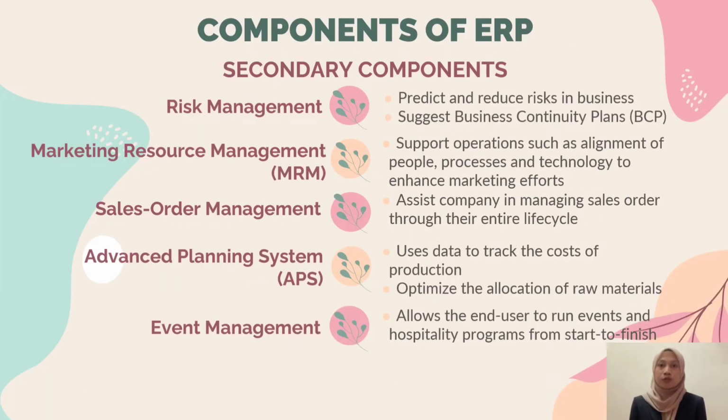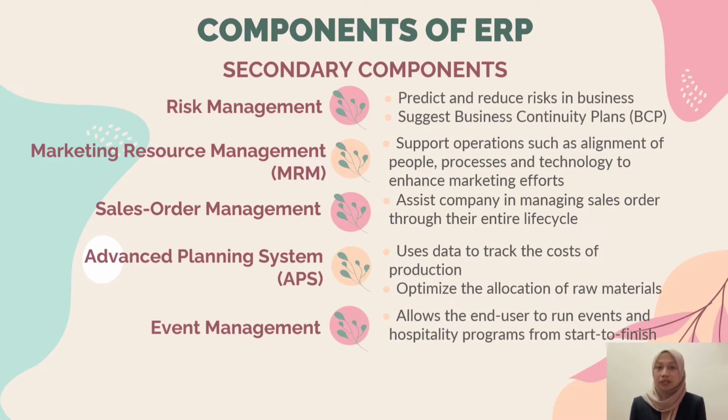Next, we move to secondary components of ERP. The first one is risk management. Risk management can predict and reduce risk in your business. It may also suggest business continuity plans (BCP) for emergencies and unplanned situations. Second is marketing resource management (MRM). MRM supports operations such as the alignment of people, processes, and technology to support and enhance marketing efforts.